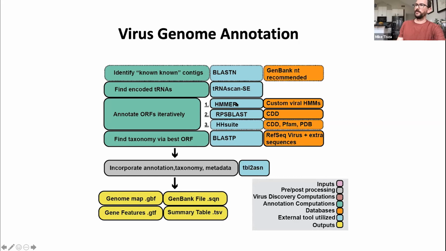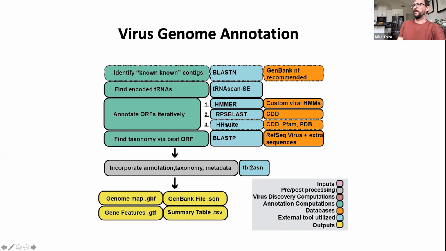So first, it uses HMMER to query the custom viral HMMs that I made. It does RPS-BLAST to query the CDD database, which is the conserved domain database. And it also has an optional module to use HH-suite, which is like HHpred, against a variety of databases, which provides really good functional annotations for very divergent proteins.